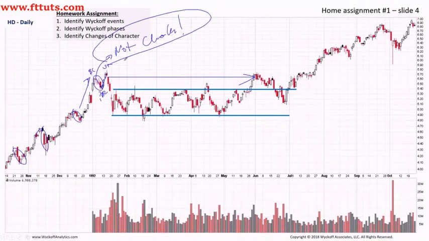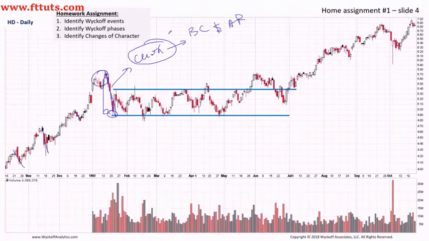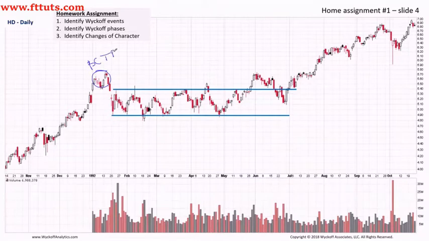And if it's not a change of character, then this is probably just a small distributional pattern that creates the causality to push the price lower into the lows of a true change of character. This is the reaction that is nothing like we've seen before on the way up. So therefore, if this is a change of character, then it's located between the buying climax and automatic reaction. And therefore, we could label this area as a buying climax trading range with the characteristics of the climactic run.